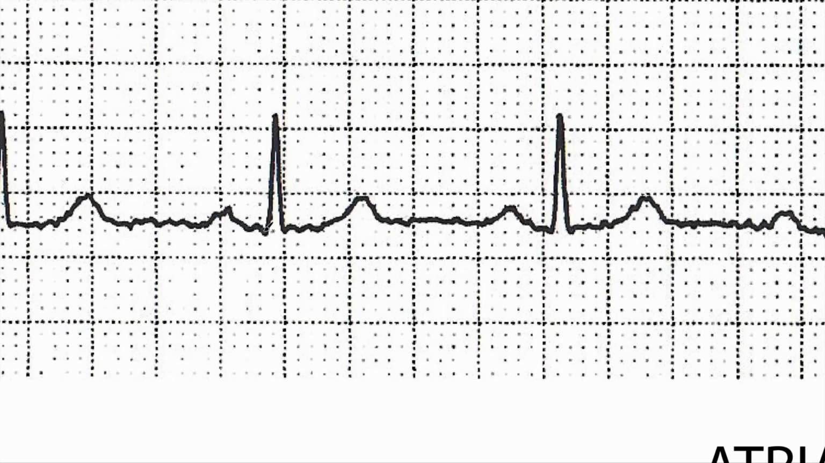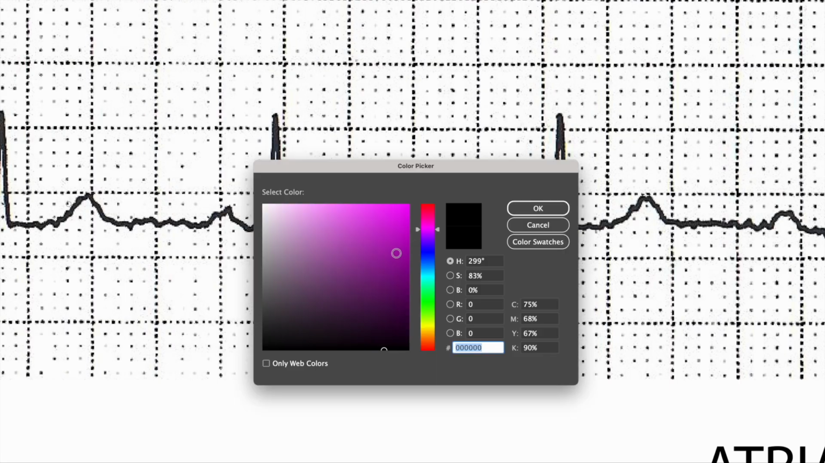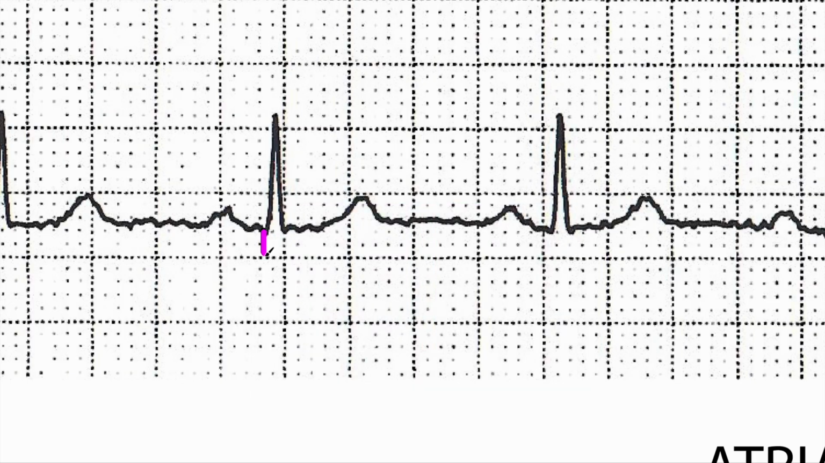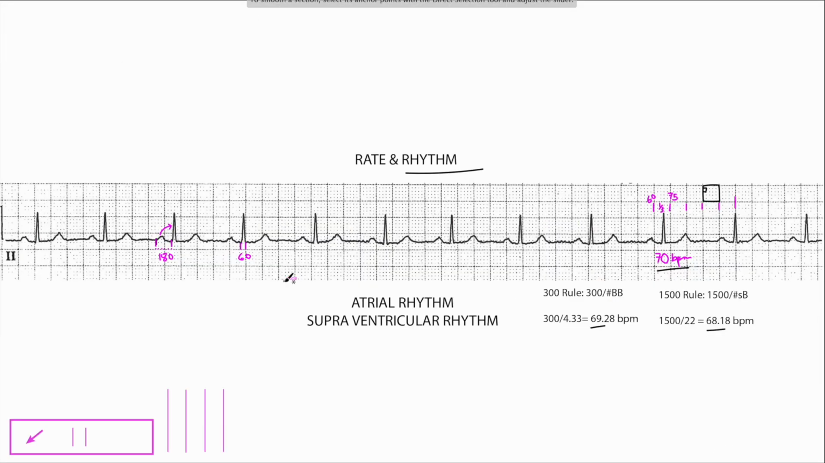Just eyeballing it. Sorry, let me just switch colors here. So the QRS itself seems to be roughly 1.5 small boxes wide, which is 60 milliseconds. That's kind of quick, but it is good in the sense that the QRS is not wide.